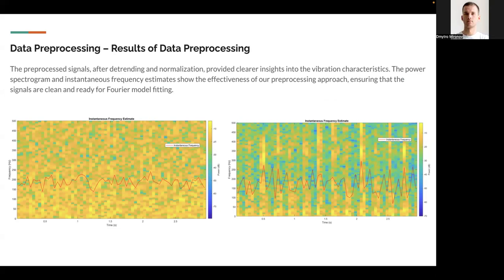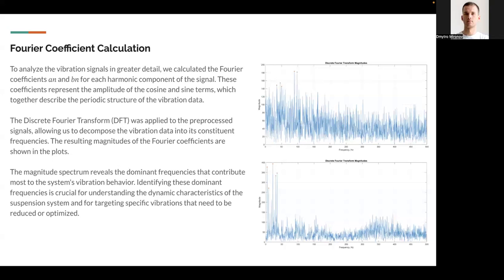The power spectrogram and instantaneous frequency estimates show the effectiveness of our preprocessing approach, ensuring that the signals are clean and ready for Fourier model fitting. After preprocessing, we calculated the Fourier coefficients for each harmonic component of the signal. This allowed us to identify the dominant frequencies that contribute to the overall vibration pattern.